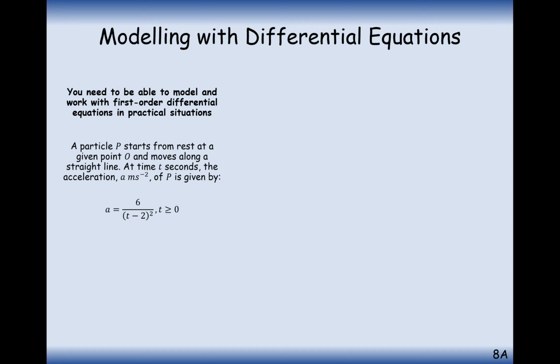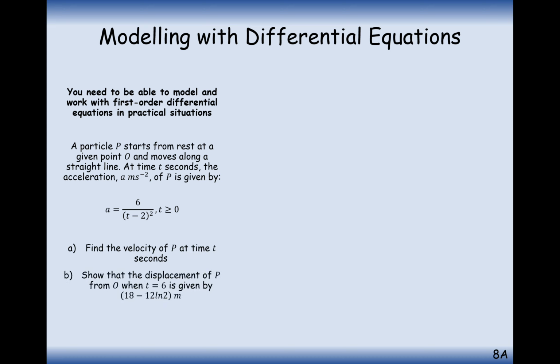A particle P starts from rest at a given point O and moves along a straight line at time t seconds. The acceleration a in metres per second squared of P is given by a equals 6 over (t minus 2) all squared, where t is greater than or equal to 0. Our 2 questions here: part A, find the velocity of P at time t seconds, and part B, show that the displacement of P from O when t equals 6 is given by that expression there.